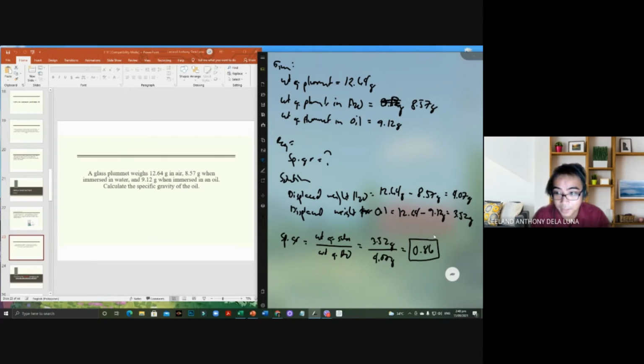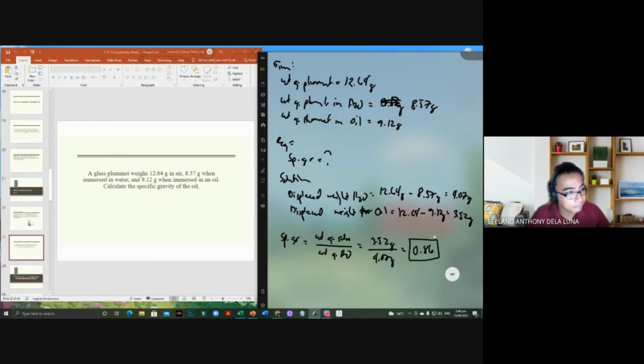Okay? So are we good, class? Are we clear? All right. So that's how we compute for our specific gravity using plummet method naman. Basta kukunin mo lang, class, yung total displaced, yung weight na displaced, for both water and the substance na gusto mong malaman ng specific gravity. Usually, class, ang application nito would be mostly for fluids.